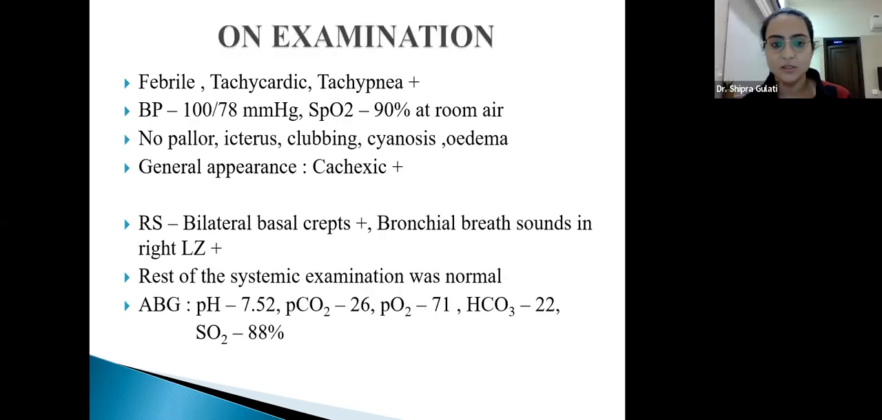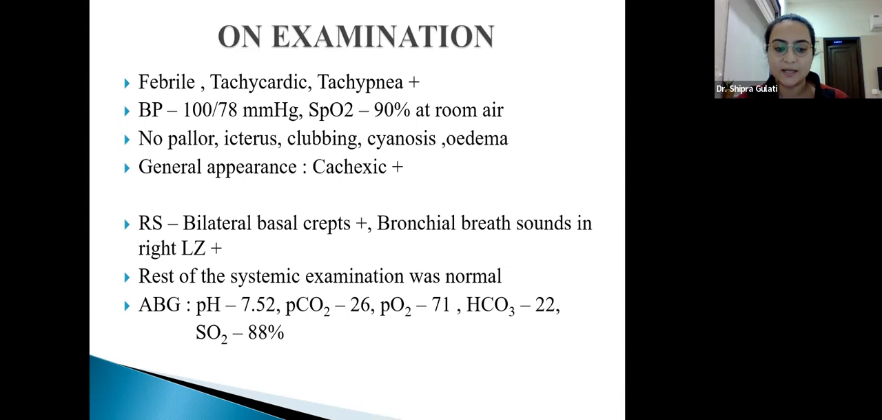On examination, the patient was febrile, tachycardic and tachypneic. His BP was 100 by 78 mm of Hg. Saturation was 90% on room air. There was no pallor, icterus, clubbing, cyanosis or edema. His generalized appearance was cachexic. On systemic examination of the respiratory system, bilateral basal crepitations were heard and there was bronchial breath sound heard in the right lower zone. Rest of the systemic examination was normal.